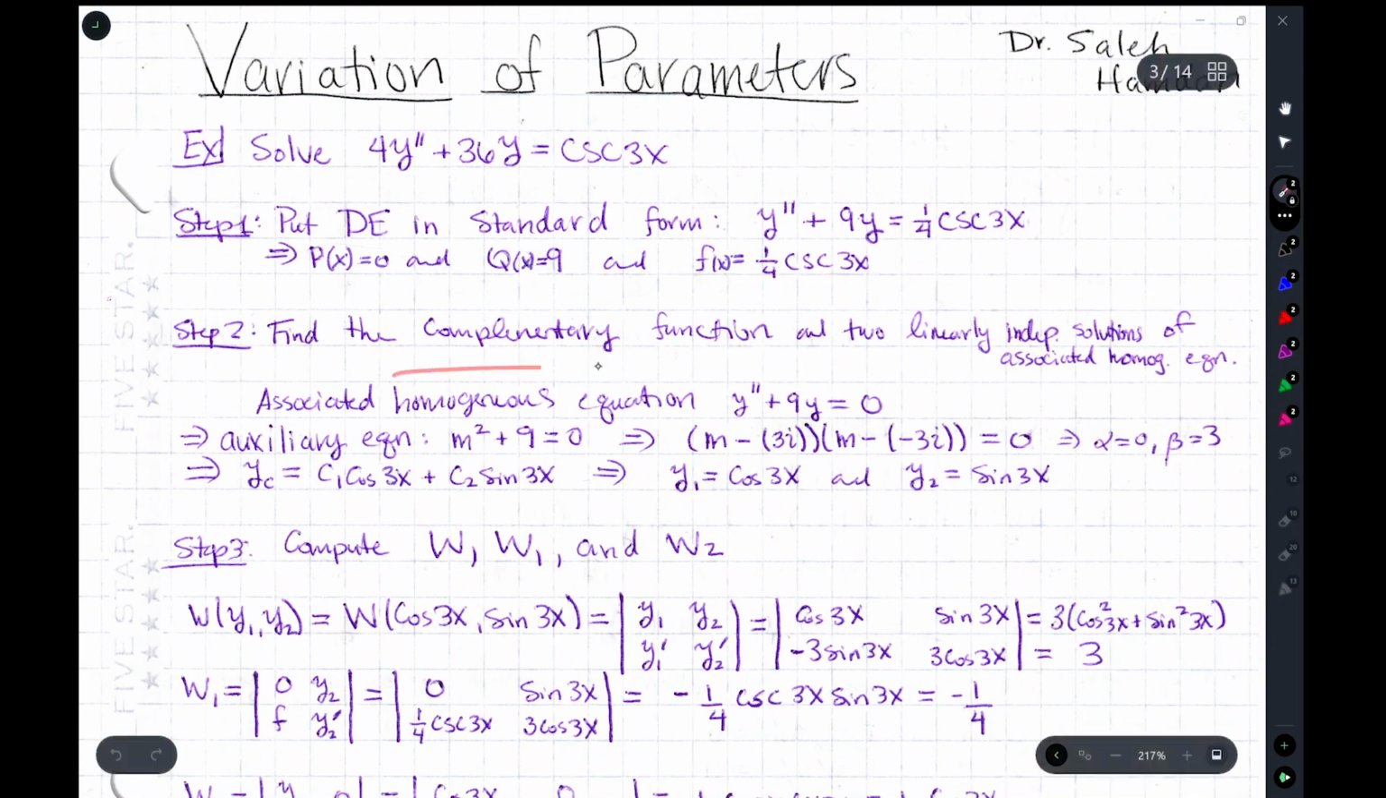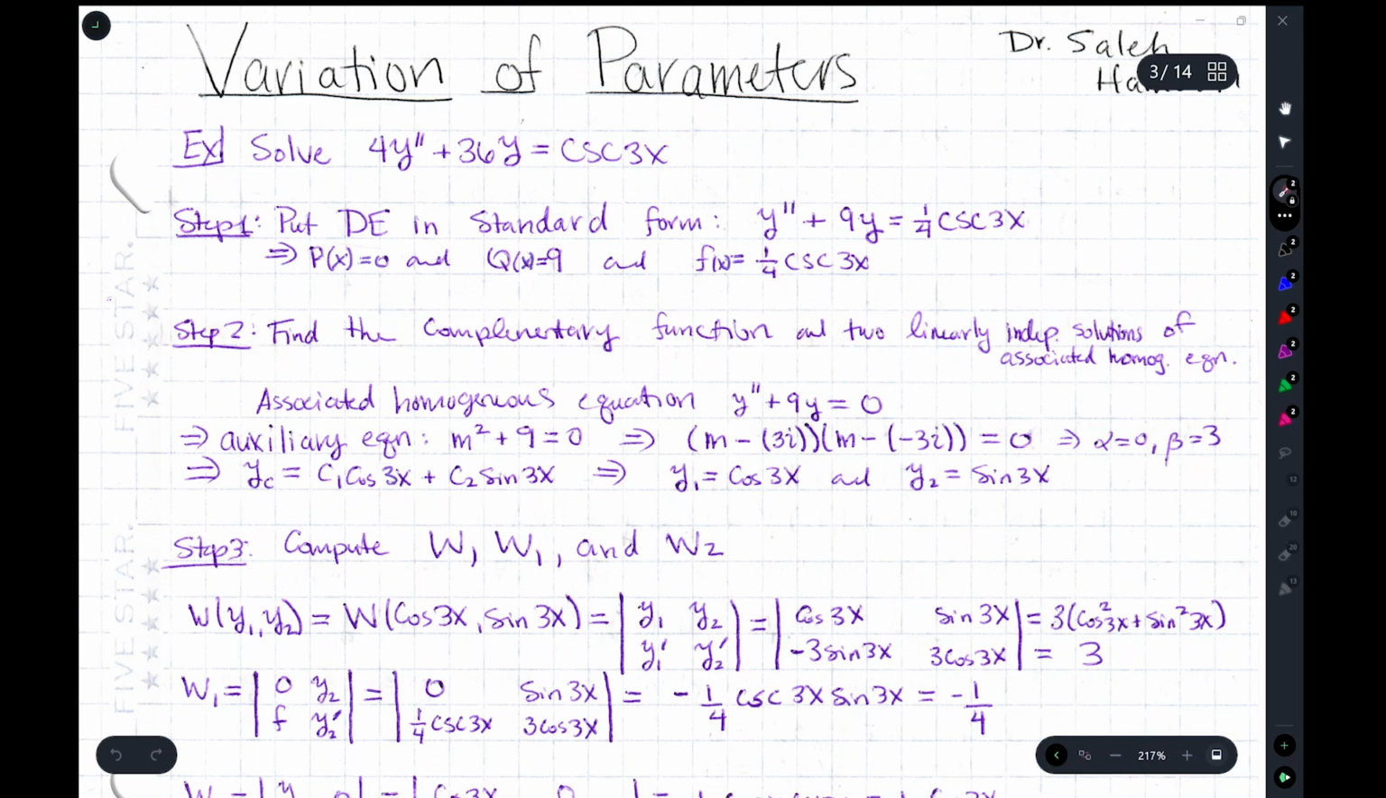Step 2, we find the complementary function. We look at the associated homogeneous equation and we get the general solution for that, and that's called the complementary function. Here the associated homogeneous equation is just a differential equation with constant coefficients, so we're not going to have a problem. We take a look at the auxiliary equation, we get complex conjugate roots. We identify the roots with alpha equal to 0 and beta equal to 3. And so here goes our complementary function.